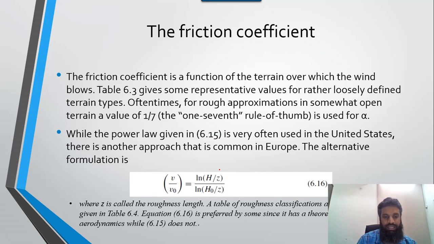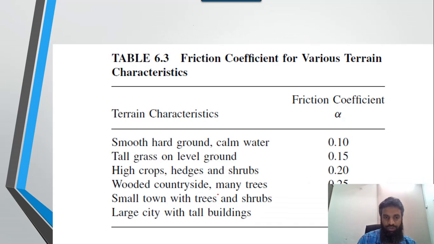There is another formula, which is basically the natural log of h over z and h naught over z. So this is the basic alpha coefficient.